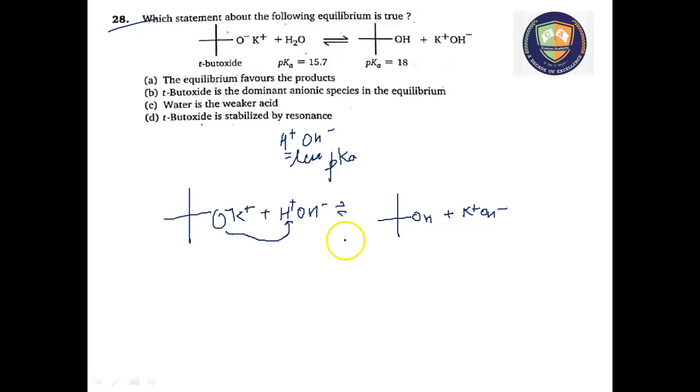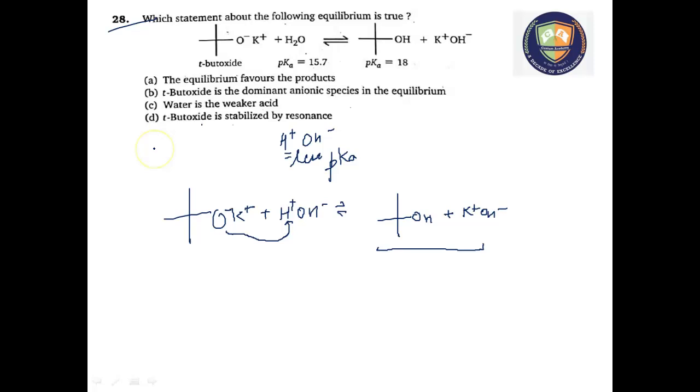So option A is correct. Now let us consider option B, that tertiary butoxide is the dominant anionic species in the equilibrium. Since we know that the products dominate in the equilibrium, this anionic species, tertiary butoxide, is not dominating. So option B is incorrect.